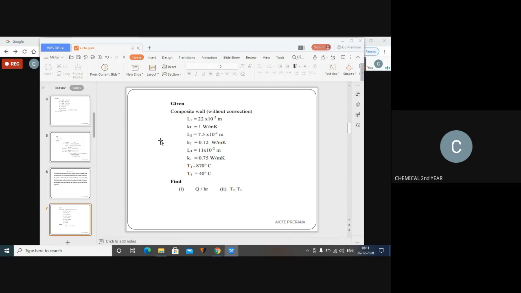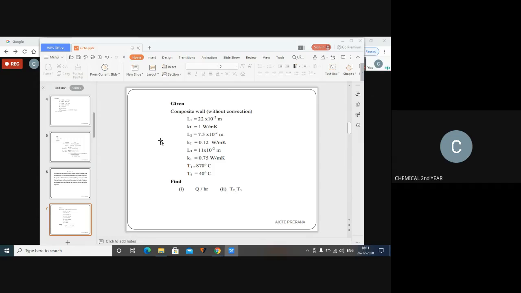They have given L1, K1. L1 is given as 22 into 10 to the power minus 2 meter, and K1 is given as 1 watt per meter Kelvin. L2 is given as 7.5 into 10 to the power minus 2 meter, K2 is given as 0.12 watt per meter Kelvin. L3 is given as 11 into 10 to the power minus 2 meter, and K3 is given as 0.75 watt per meter Kelvin.